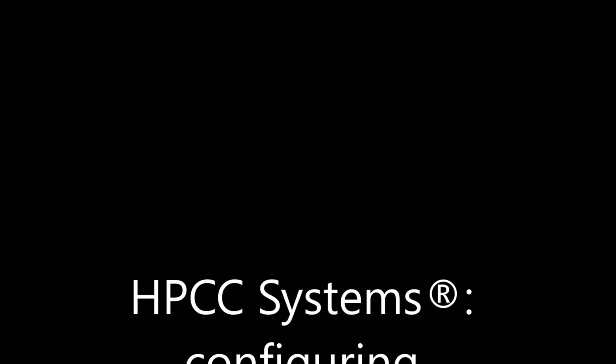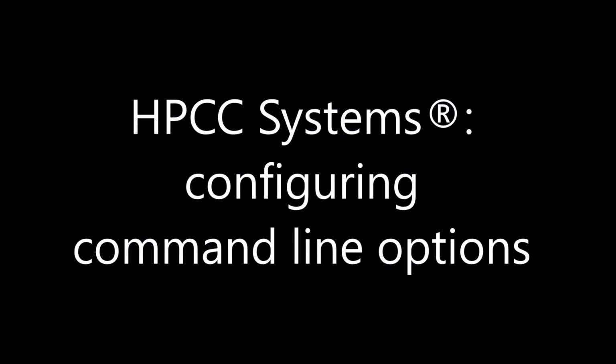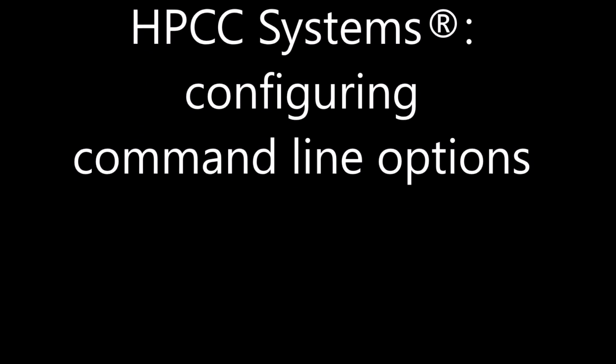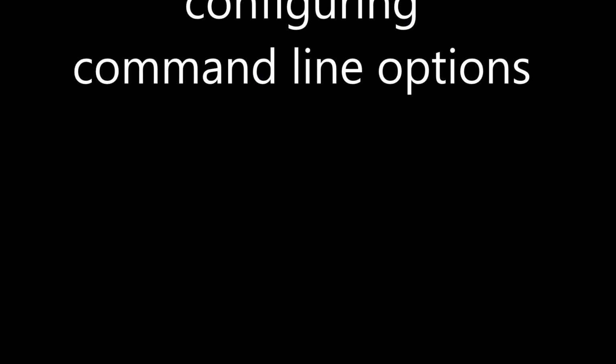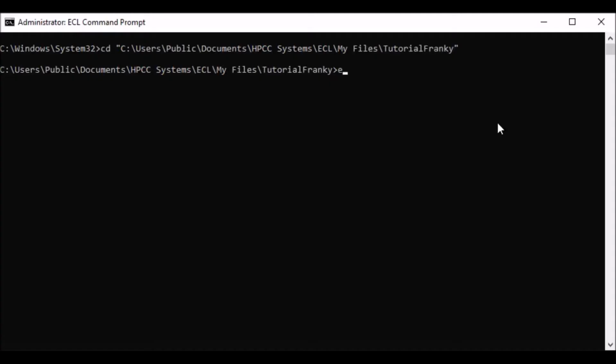When working with ECL on the command line, there are many options that can be placed in a file called the ECL INI file. Even though the ECL command line is primarily a Linux application, it still uses the ecl.ini file. One such option is the -s or server option, which we would use on the command line to specify the server to compile and publish our query to.